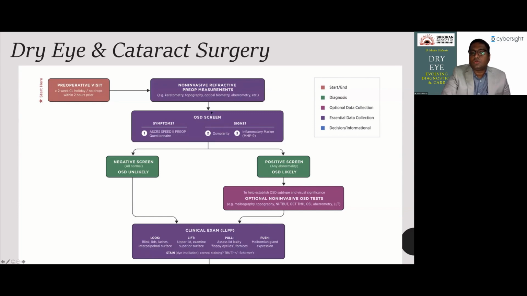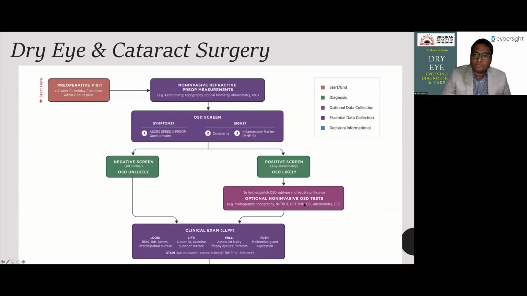Next you go to the OSD screening. You can use the questionnaires I have given, or I'll show you a separate ASCRS questionnaire that is there for it. And signs, again, you can see through osmolarity or conjunctival staining. Negative screen, OSD unlikely, you just do LLPP and go ahead with surgery. If it is positive, go again for optional non-invasive tests like meibography, non-invasive tear break-up time.